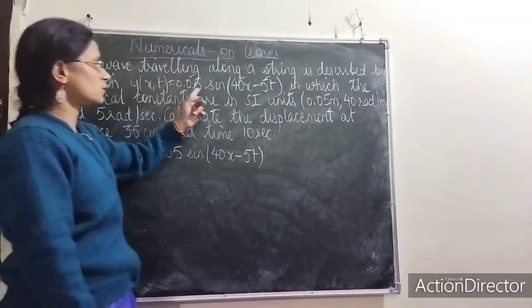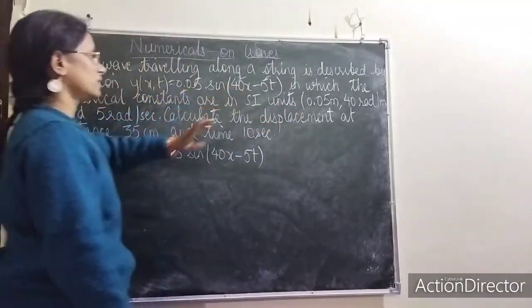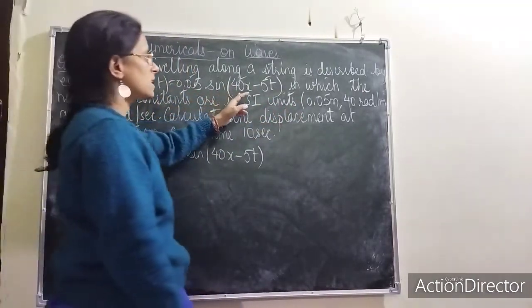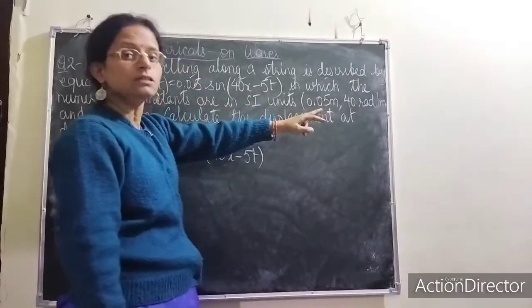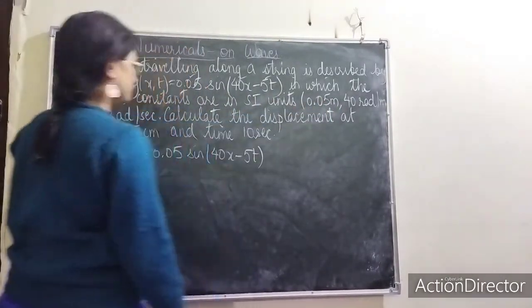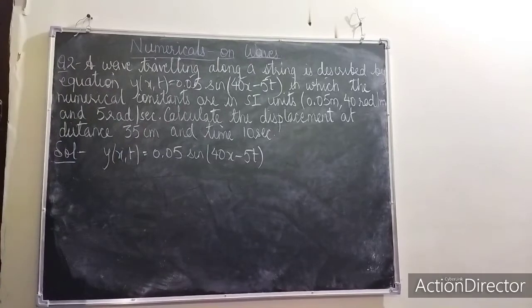It means it is 0.05 meter, this is 40 radian per meter, and 5 radian per second. Then after that, calculate the displacement at distance 35 centimeter and time 10 second.